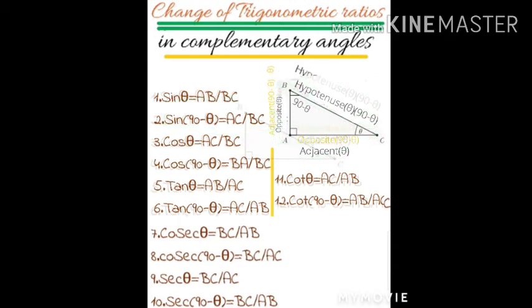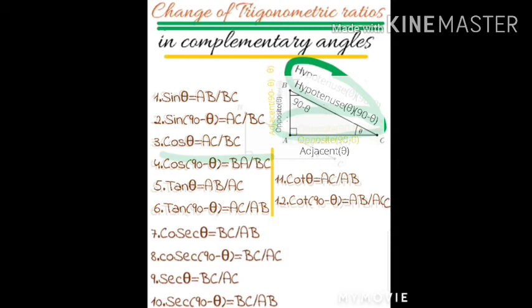Friends, next we are going to calculate the cos trigonometric ratio with respect to theta and 90 minus theta. So with respect to theta, cos theta will be adjacent by hypotenuse. Here adjacent of theta will be AC and hypotenuse will be BC. So we can say that cos theta will be AC by BC.